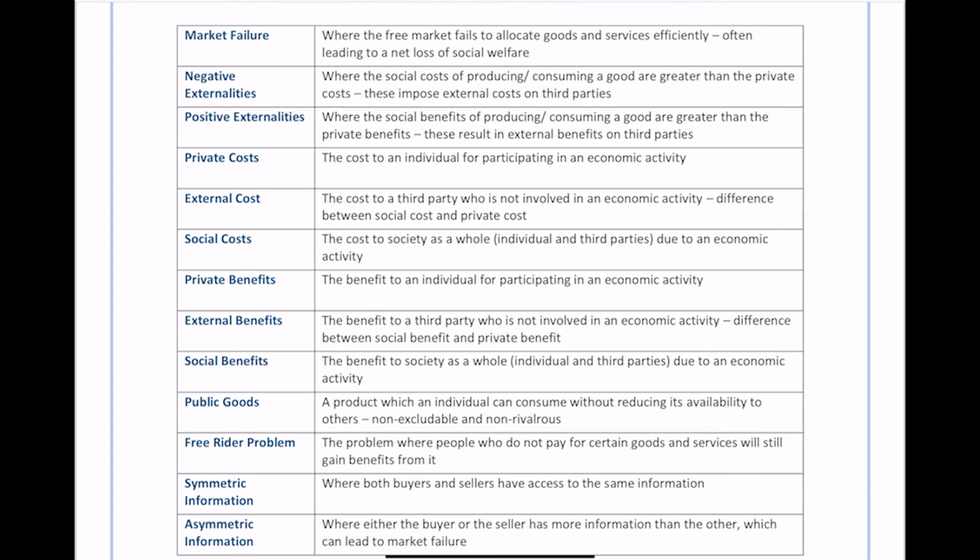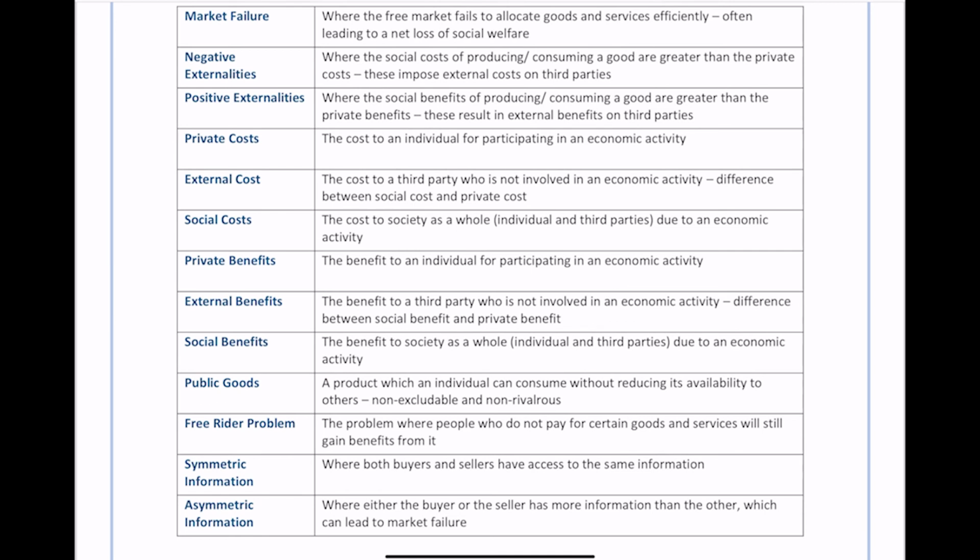So then finally, we've got some other things to look at. Symmetric information and asymmetric information. The key thing with this one is, when you have two parties, it's all to do with who has information, basically, which side has more information or whether they have the same amount of information. So in symmetric information, both the buyer and the seller will have access to the same information, hence you say it's symmetric because both of them have it. But in asymmetric information, either the buyer or the seller will have more information than the other, and that can cause market failure.